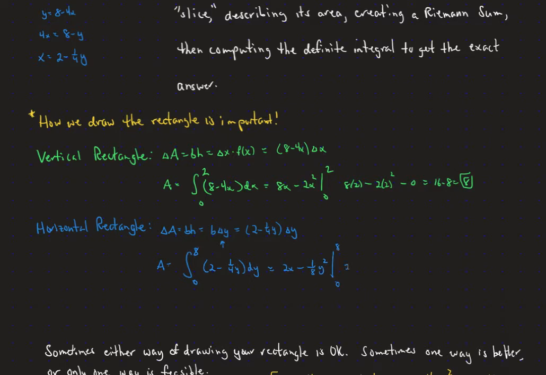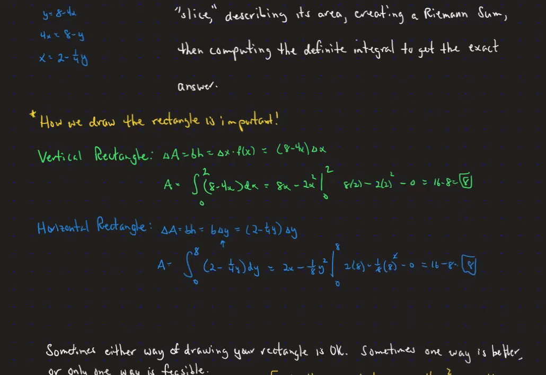So that's going to be 2 times 8 minus 1/8 times 8 squared, and then minus the 0. So 2 times 8 is 16, and we can cancel one of those 8's, and that's going to be minus 8. And so you can see we get the same result.